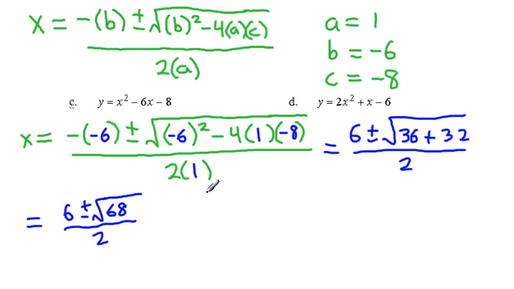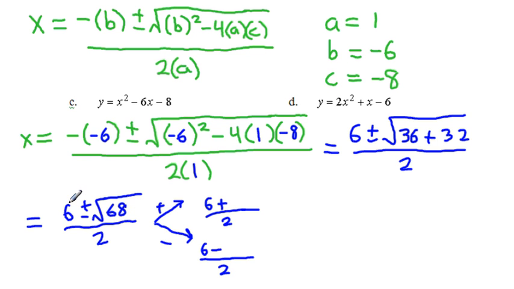36 and 32 is 68. Then split off into 2 directions: one for the positive possibility, one for the minus. And since the square root of 68 doesn't turn out to be a whole number, you have to use a calculator. Use the square root of 68, and you'll find out that there are 2 possible answers.